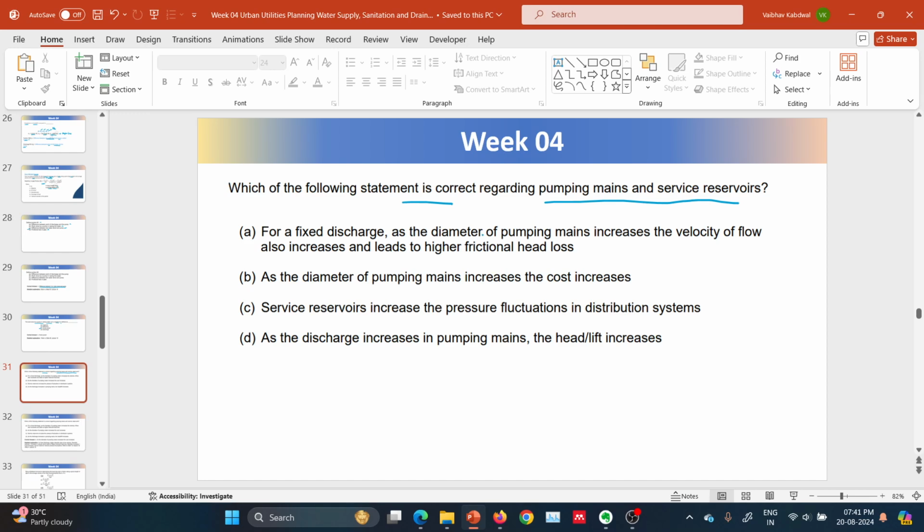For fixed discharge, as the diameter of pumping mains increases, the velocity of flow also increases and leads to higher frictional head loss. So what is A saying? A is saying that discharge is constant, fixed discharge means Q is constant. The diameter of pumping mains increases and the velocity also increases. If we use the continuity equation, area into velocity, it is fixed.